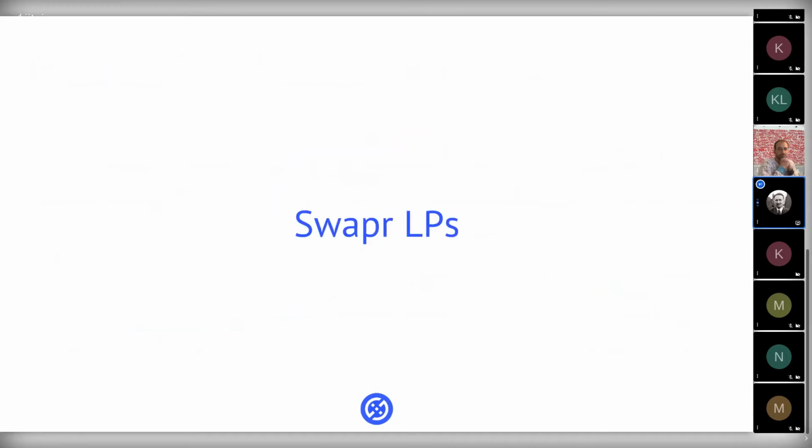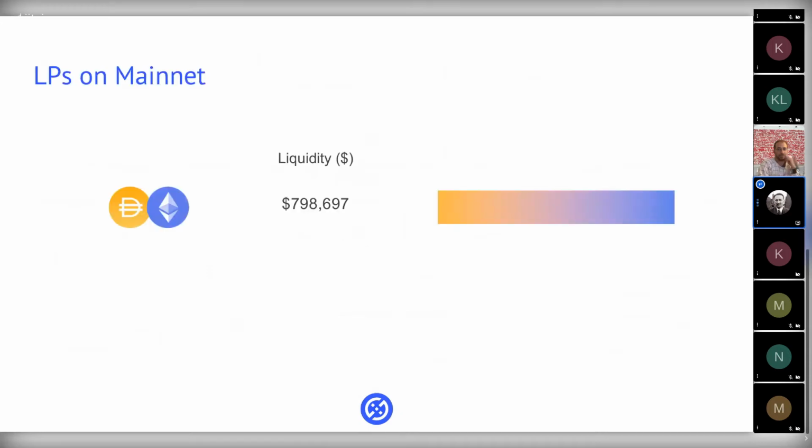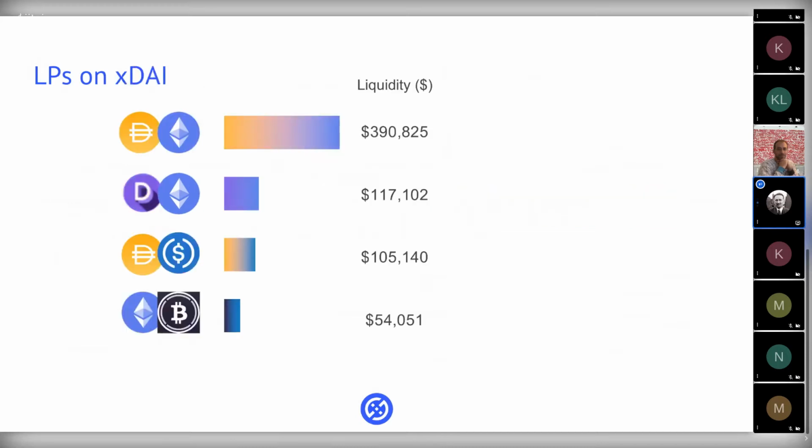Then I just had a quick overview of the LPs we have on Swapr. So our liquidity pools on mainnet, we currently have one liquidity pool, which is a DAI WETH liquidity pool with around 800,000 in liquidity. And of course, at the end of the Q1, we've been working quite intensely on also funding LPs on XDAI, where we currently have 4 total. The largest one, again, being XDAI to WETH, but also a couple of other ones.